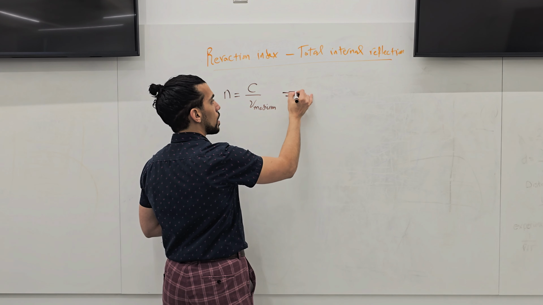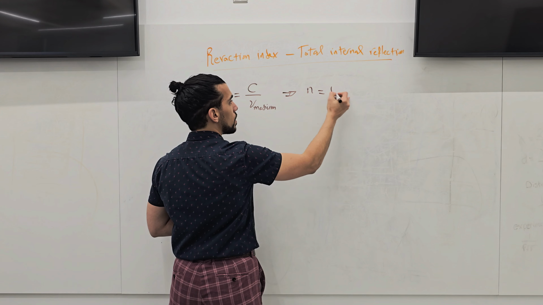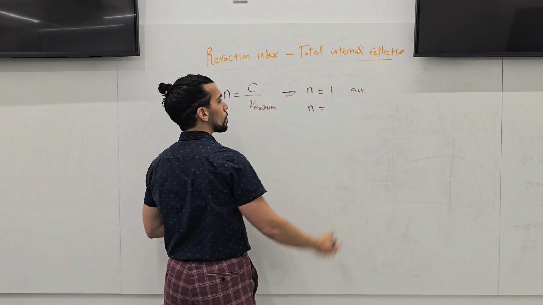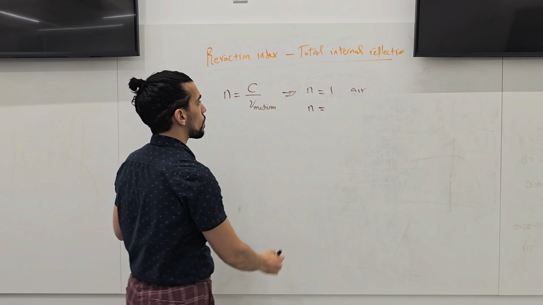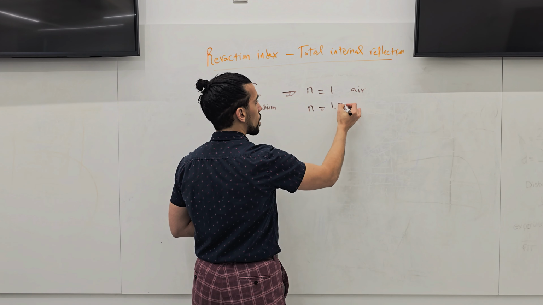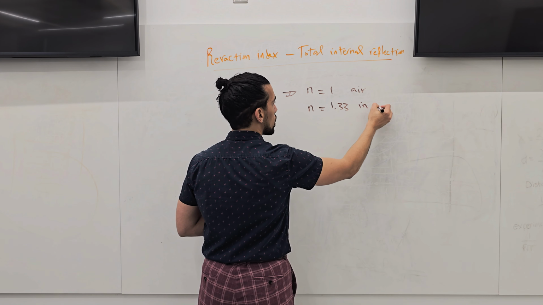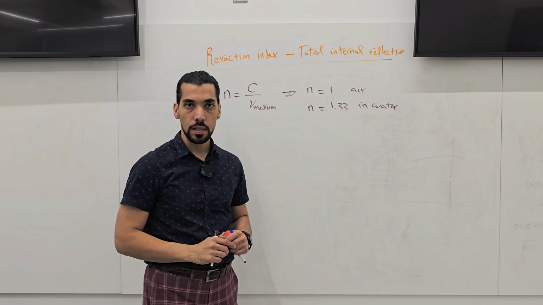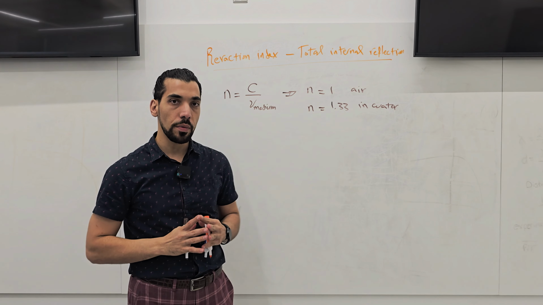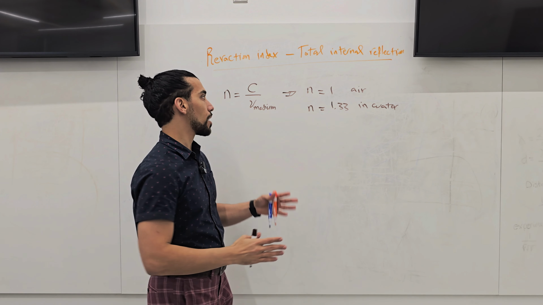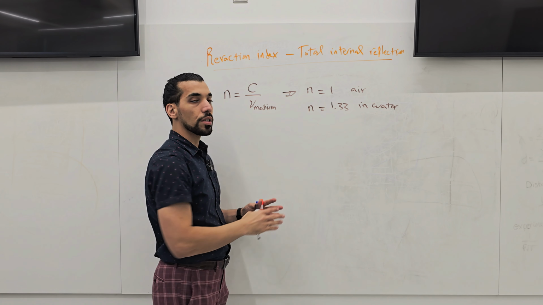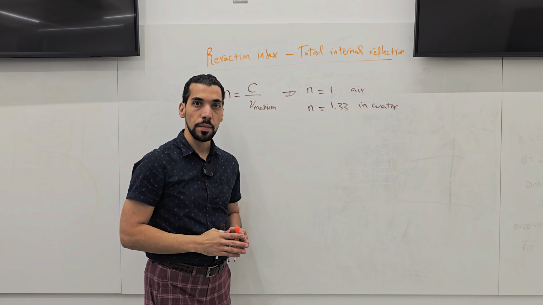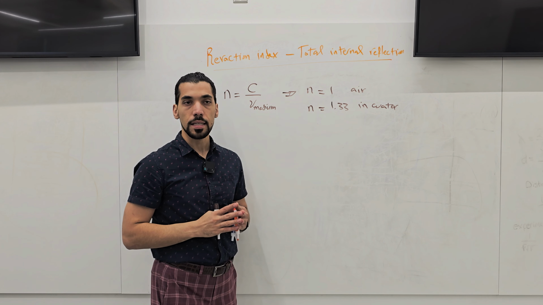So here, in air, n is equal to 1. The refraction index is equal to 1.33 in water, and basically is different for different materials. But how to measure this n, as we actually cannot measure the speed of the light inside the medium? But we have something called Snell's law.